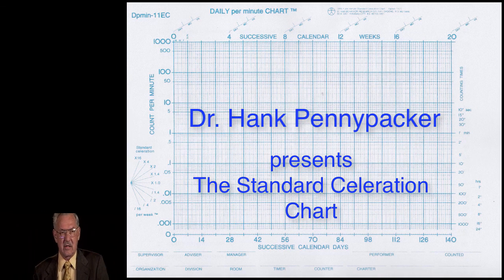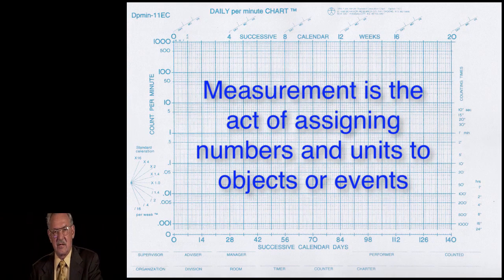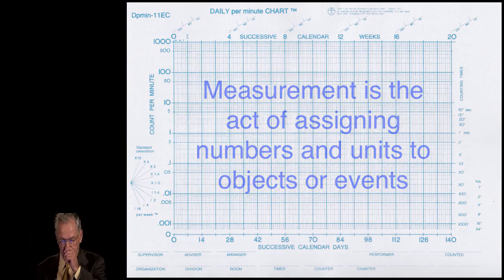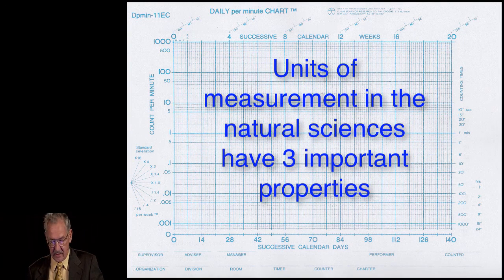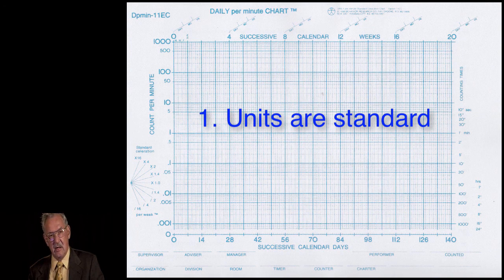The Standard Celeration Chart has its own special place in the history of measurement in science and technology. Measurement is the act of assigning numbers and units to objects or events. Now, units of measurement in the natural sciences have three important properties. First of all, they are standard. Everyone agrees that the unit represents the dimension. For example, centimeters is the unit by which we measure the dimension of length of objects in the real world.